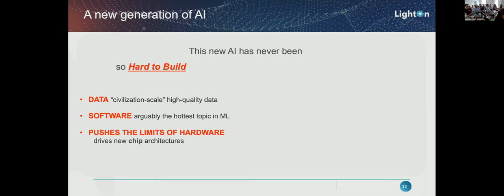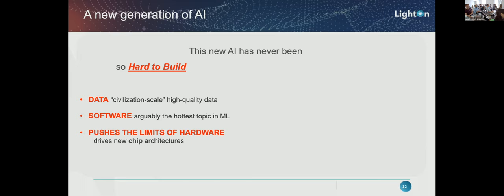But anyway, there's also a lot of software, a very hot topic: how to design software to train these models, because it's extremely challenging. Also hardware. It really pushes the limits of hardware. This is the main topic of my talk. This really drives even new chip architecture.